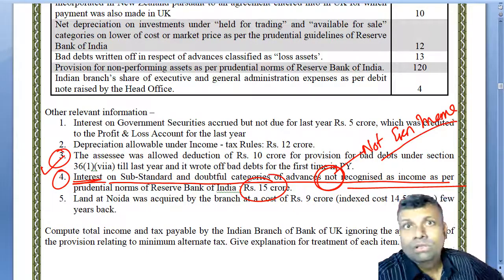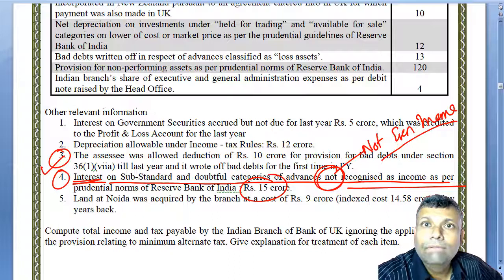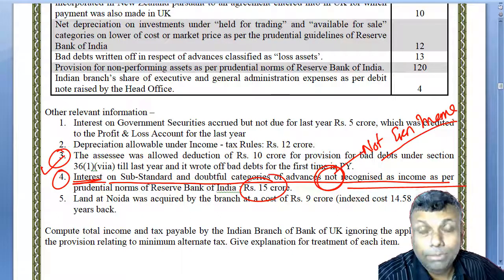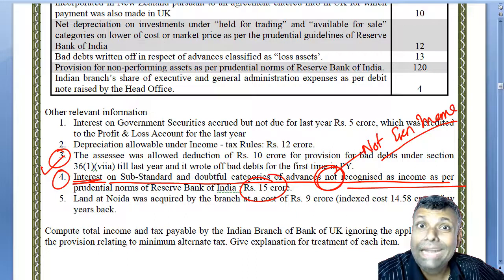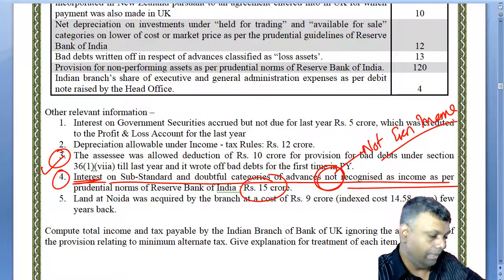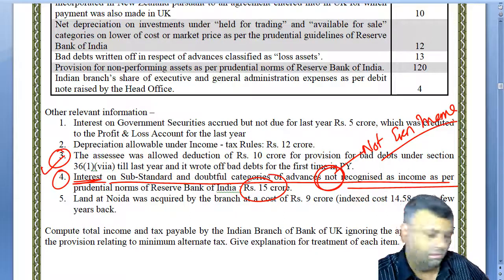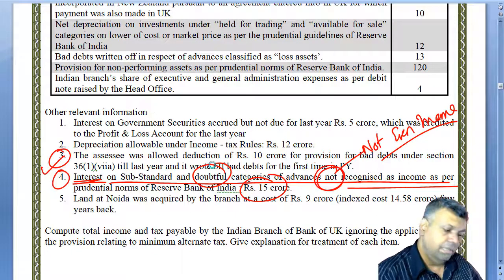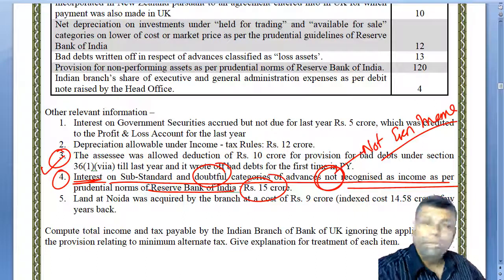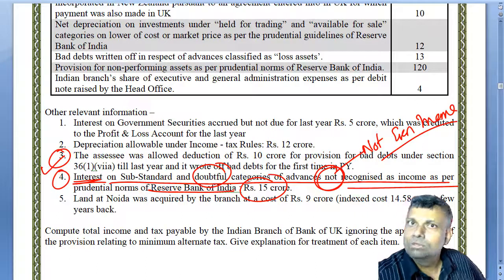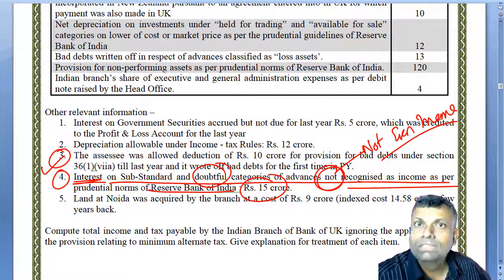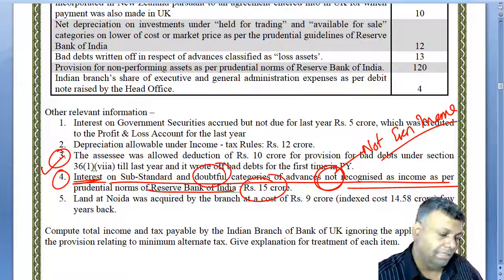And here your concept of revenue recognition comes into play. Here it says that interest on substandard and doubtful categories of advances. So it is already in the doubtful category, as per the Reserve Bank of India guidelines. So you cannot recognize interest income because it is all in the doubtful category as per the RBI guidelines. So in the given case, it is not credited to the P&L.